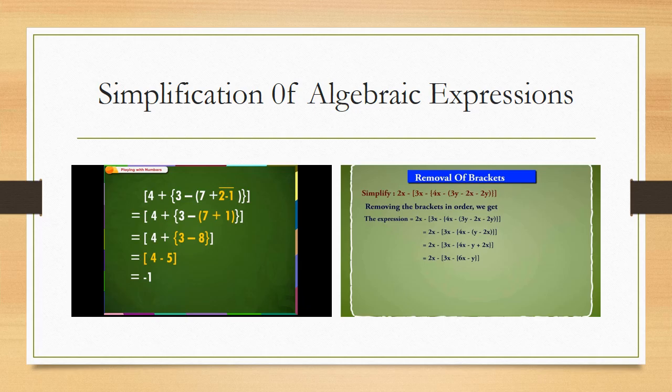For example, square bracket 4 plus curly bracket 3 minus parenthesis 7 plus 2 minus 1 line bracket, parenthesis close, curly bracket close, square bracket close. So first we open the line bracket: 2 minus 1 we get 1. Then we open the parenthesis: 7 plus 1, that is 8, and in the curly bracket we get 3 minus 8. Others are as they are, 4 plus 3 minus 8. 3 minus 8 is 5, so we get in the square bracket 4 minus 5, and finally we get minus 1.